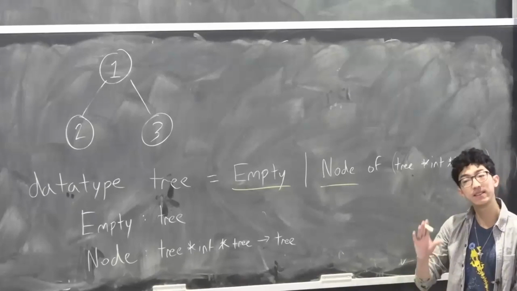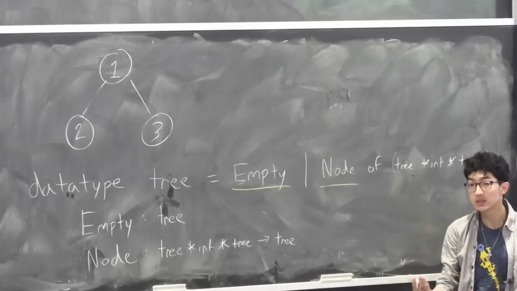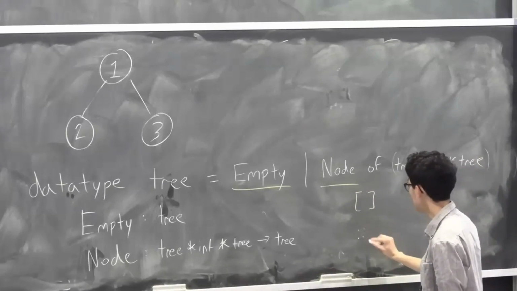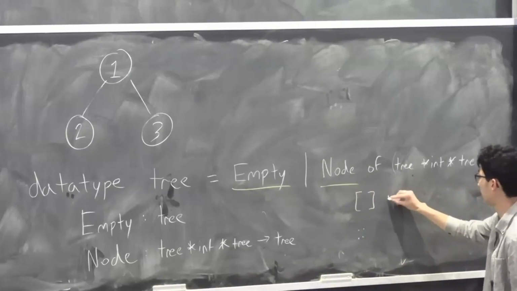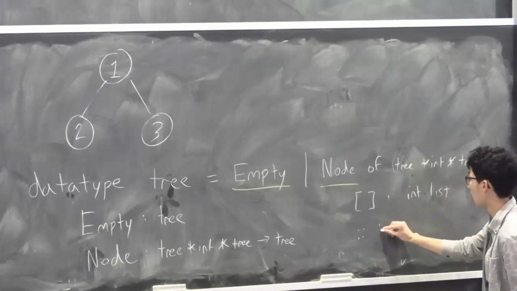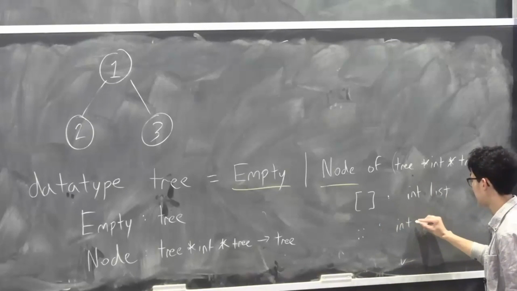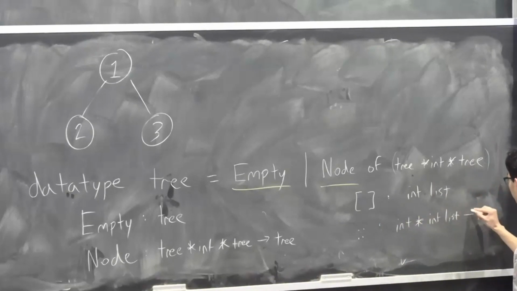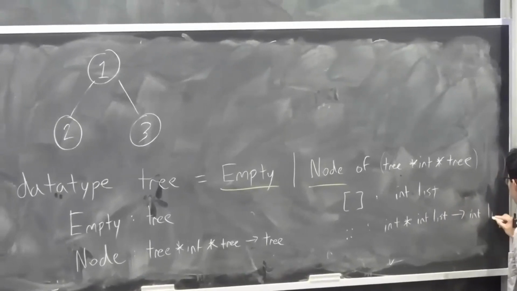And what I mean by that is, in the same sense that we had lists, and lists were nil or cons, you can also say that nil was of type, let's say, int list. It could be any type of list, but let's say int list, and then cons was of type int star int list to int list. In the same way that you might say this, right?